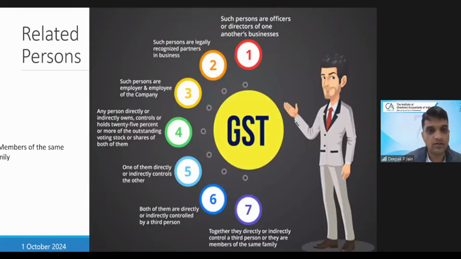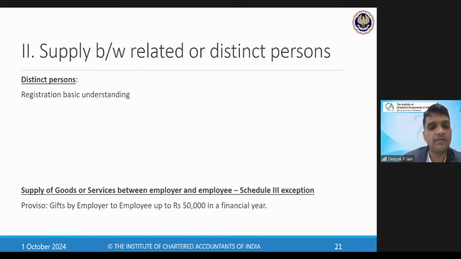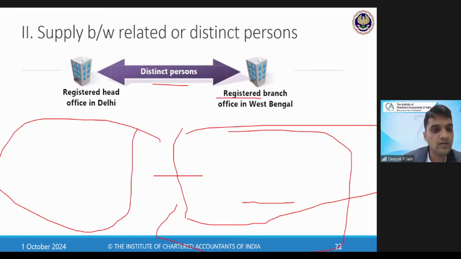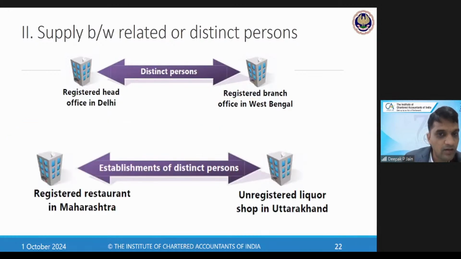Sir, I clarify my... One minute, let Hardik's question be completed. So Hardik, in both the cases, if it is a distinct person, then it is liable to GST. Not distinct person sir, I was asking about establishment. Even in case of a distinct person or an establishment of a distinct person, in both the cases it will be liable to GST. Okay sir. Thank you sir.